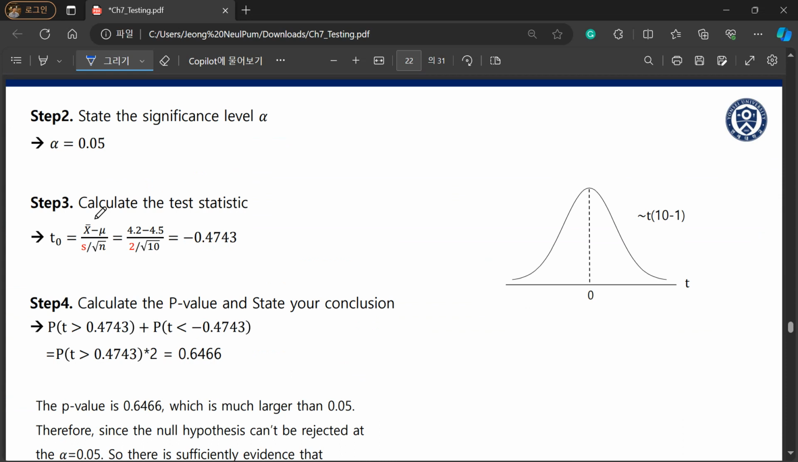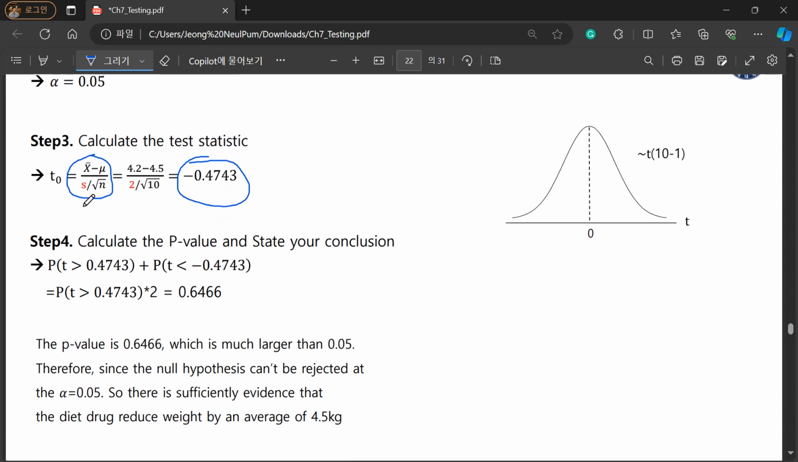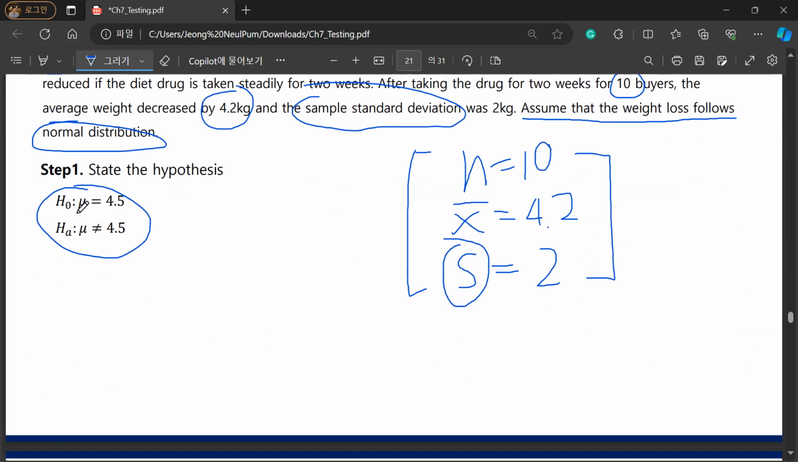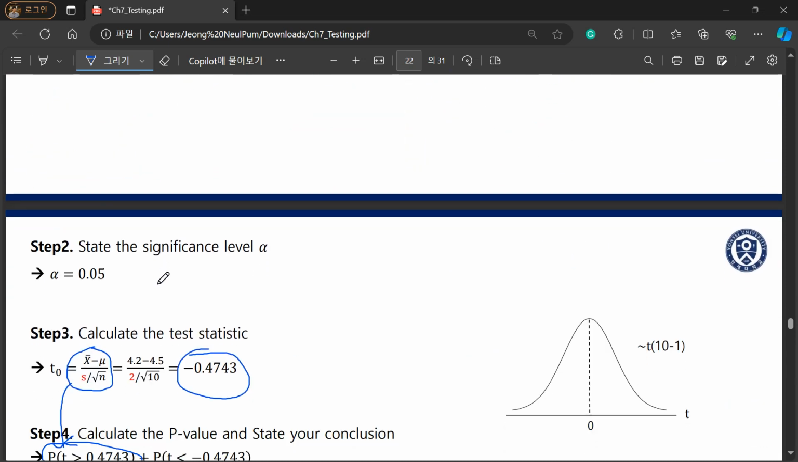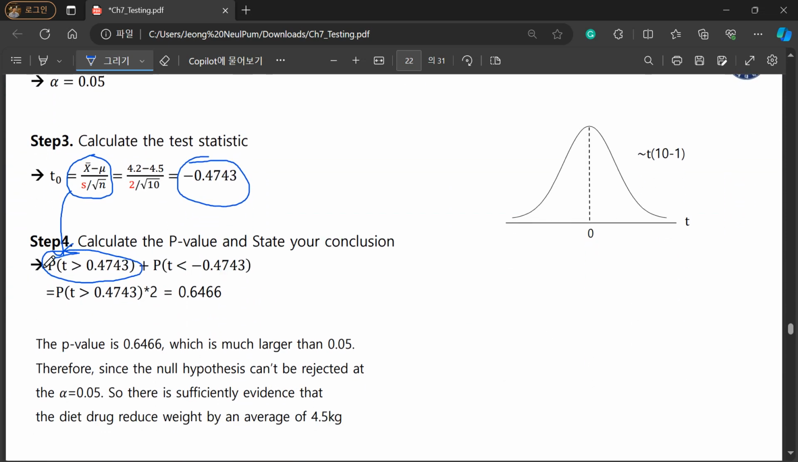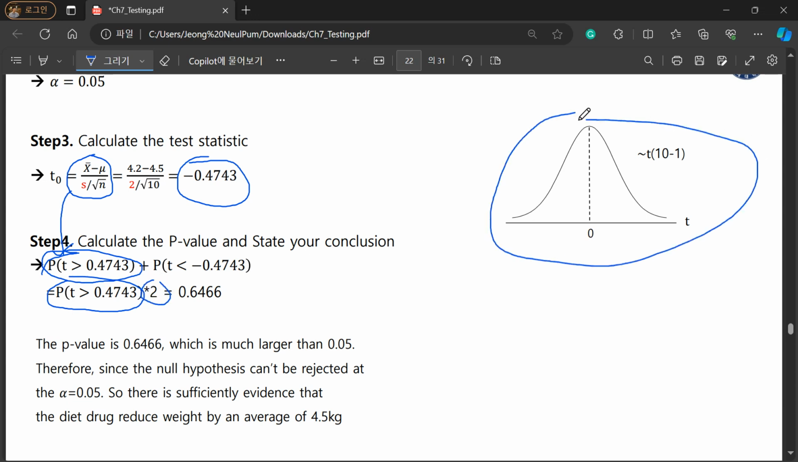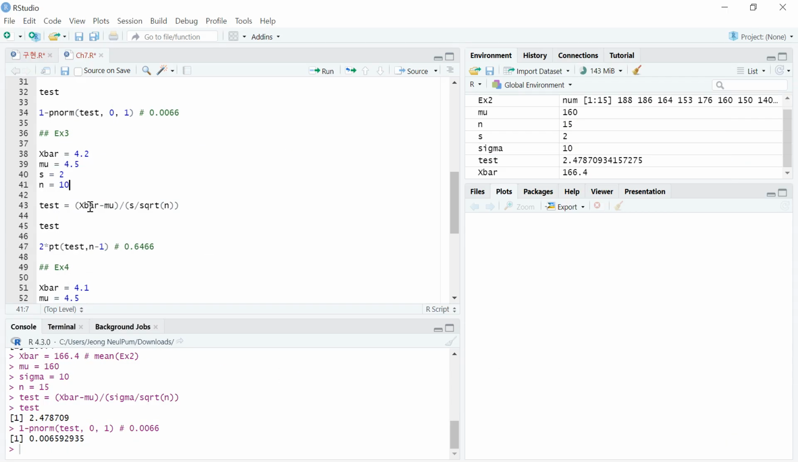So we can construct the test statistic with this formula, which is this one. And we know that our test statistic follows the t distribution. We have to use this probability. And because this is the two-sided test, we have to get the two-sided probability when we want to get the p-value. So we multiply the one-sided value by 2 because the t distribution is symmetric. And this is the same as this formula.